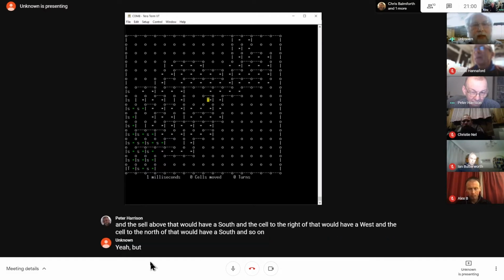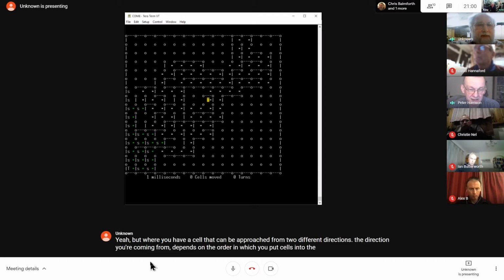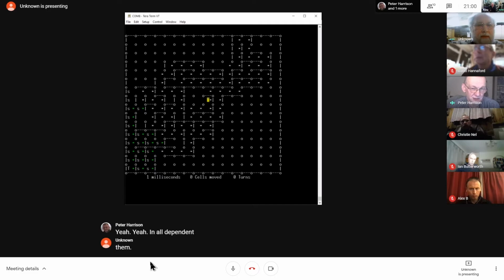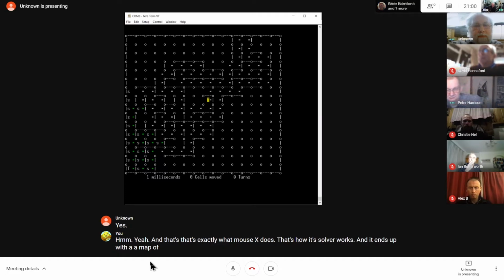Yeah, but where you have a cell that can be approached from 2 different directions, the direction you're coming from depends on the order in which you put cells into the queue. It depends entirely on how you process your queue. But nonetheless, all of the arrows will always point downhill towards your target. Yes. And that's exactly what Mouse X does. That's how its solver works, and it ends up with a map of 2 bits in those places with arrows pointing the way to go.